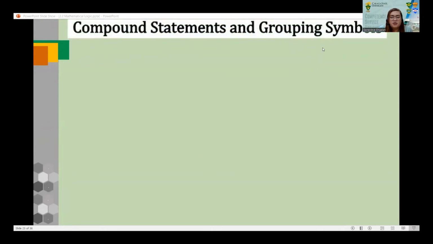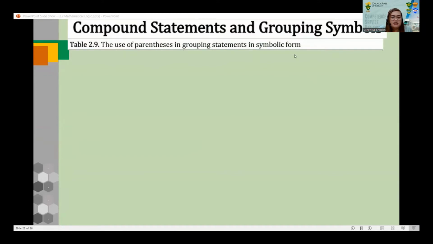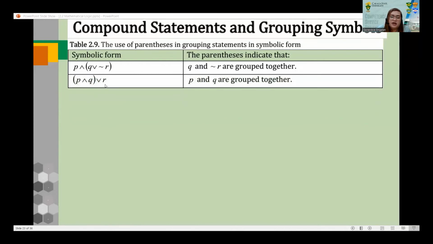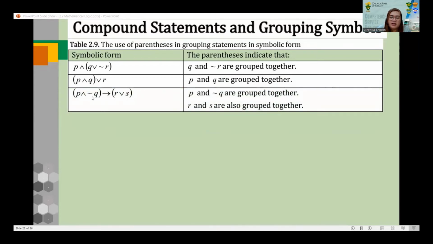Okay, compound statements and their grouping symbols. In mathematics, we use parentheses to group statements. For example, in the symbolic form P and (Q or not R), Q and not R are grouped together because they are inside the same parentheses. And in (P and Q) or R, P and Q are grouped together because they are inside the same parentheses. When we convert symbolic form to English statements, the comma indicates the grouping. If they are on the same side of the comma, they are grouped together.